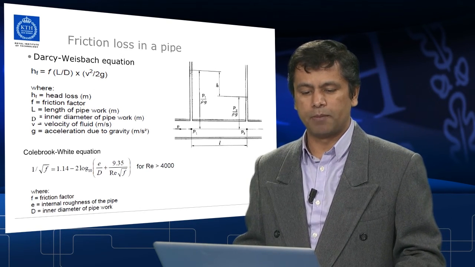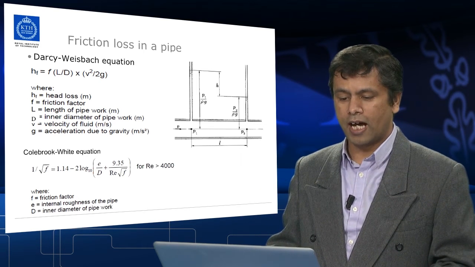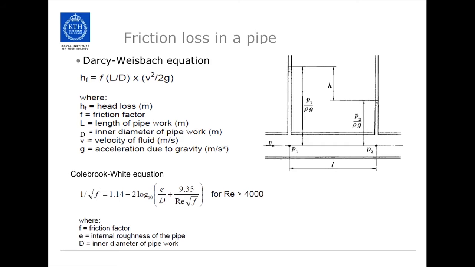And the friction loss in the pipe can be calculated using the Darcy-Weisbach equation. Basically, the head loss hf can be calculated as f times L by D times V squared by 2g, where hf is the head loss, f is the friction factor, L is the length of the pipe, D is the inner diameter of the pipe, V is the velocity of the fluid, and g is the acceleration due to gravity. And again, this friction factor can be calculated using the Colebrook-White equation, and the equation is as follows.